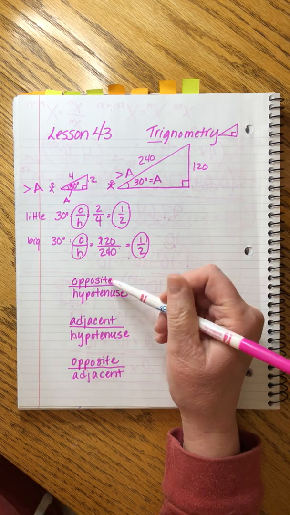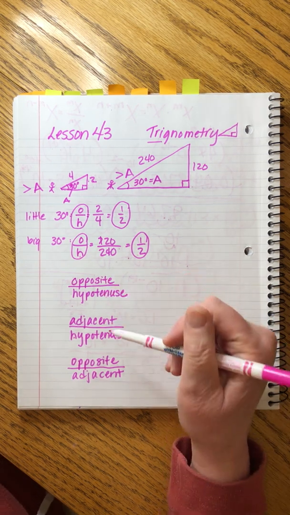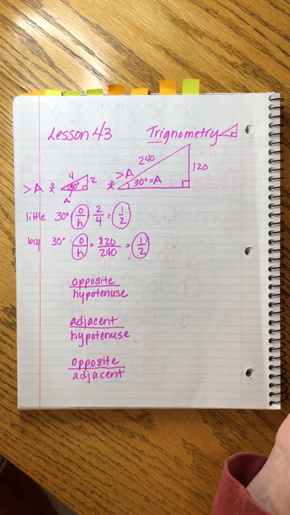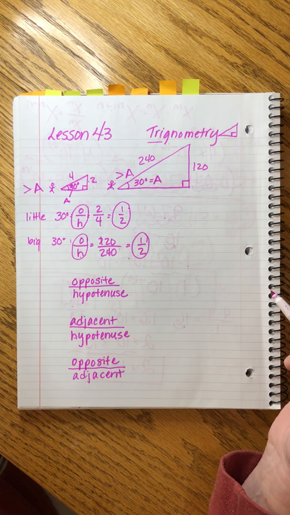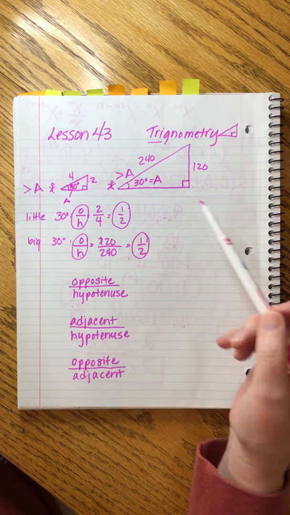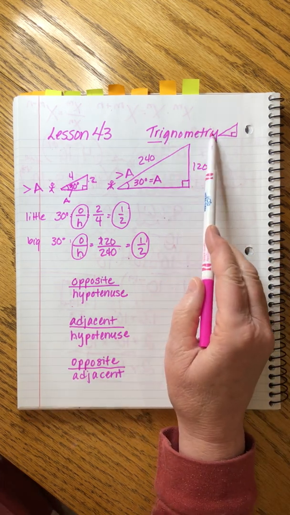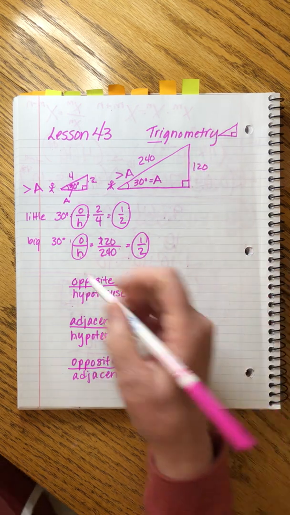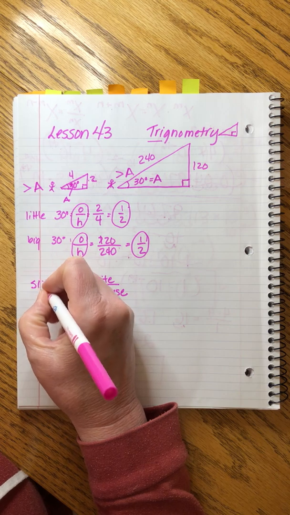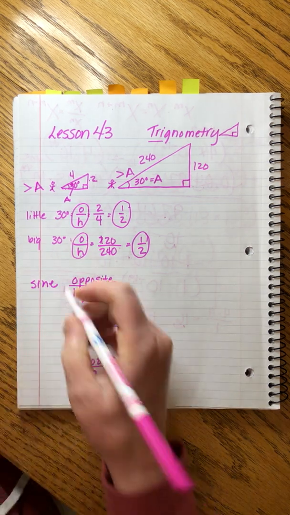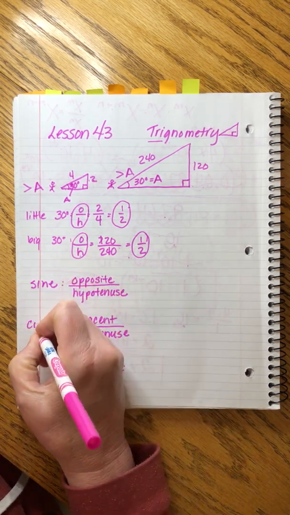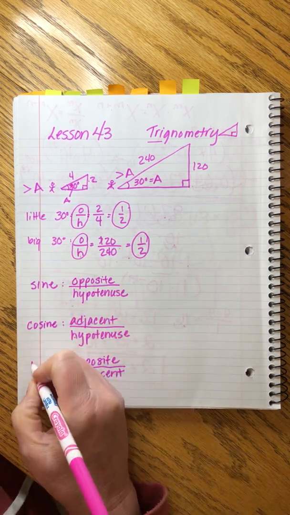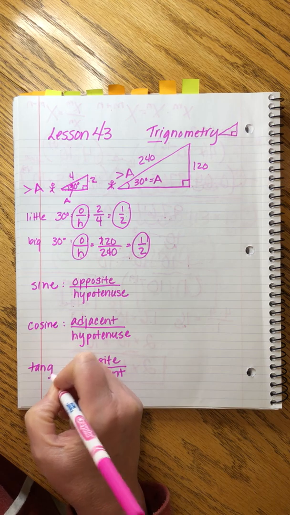So instead of calling it the opposite over the hypotenuse or the adjacent over the hypotenuse or the opposite over the adjacent, which is way too many syllables for us to have to spit out every time we want to talk about these, mathematicians, specifically trigonometricians, have given these three ratios cute little names. This one is called sine. This one is called cosine, and this one is called tangent.